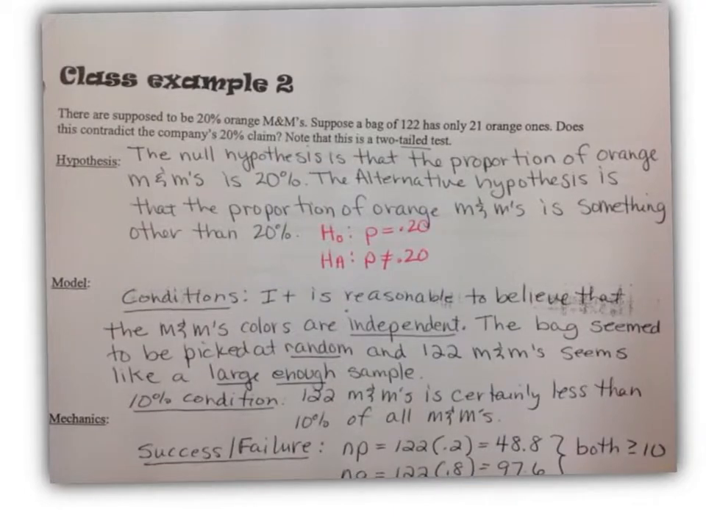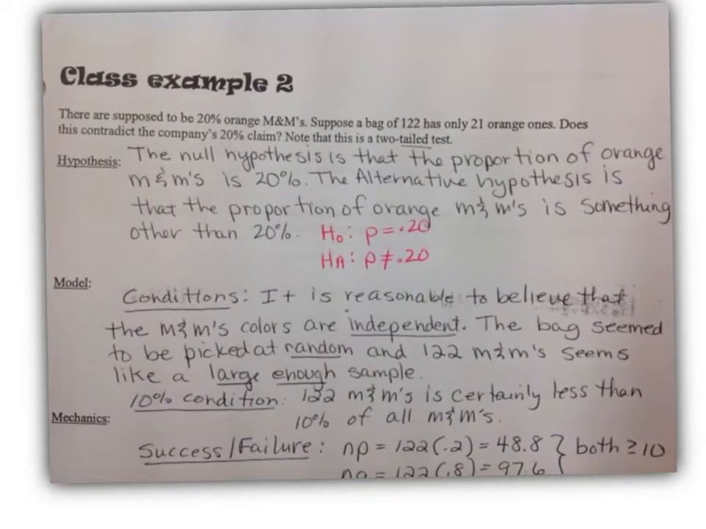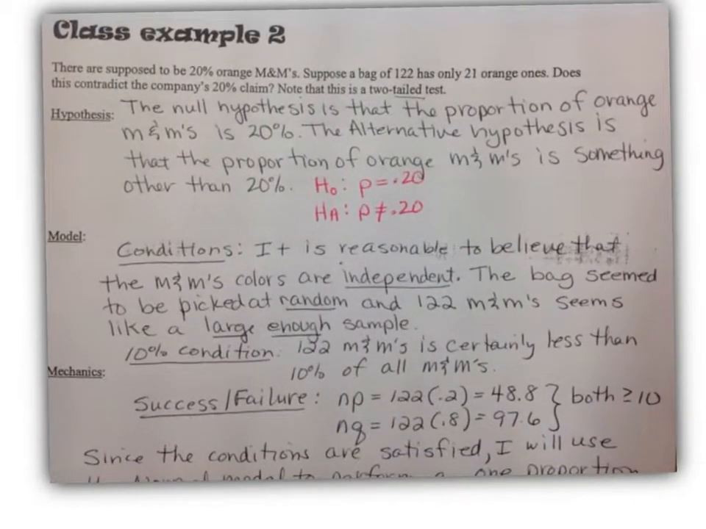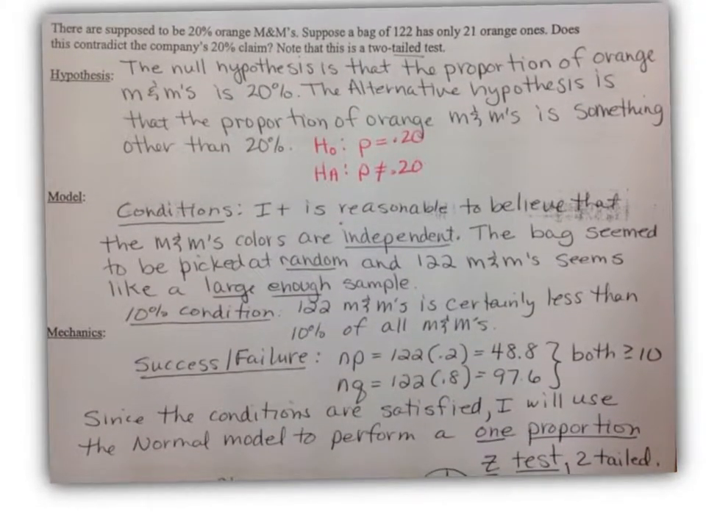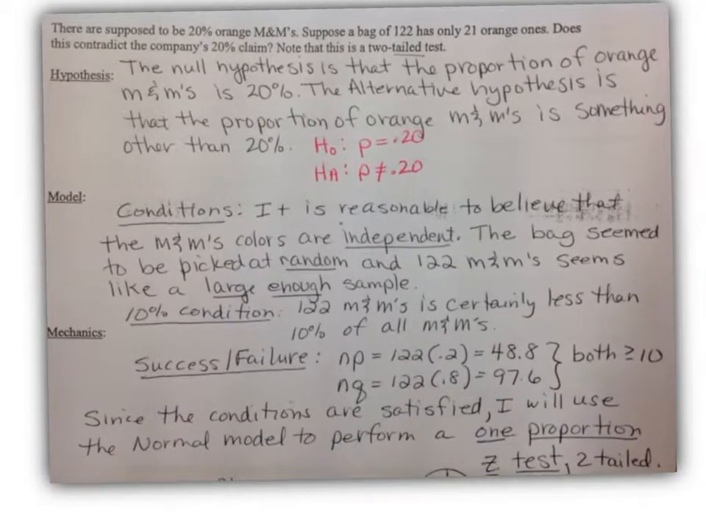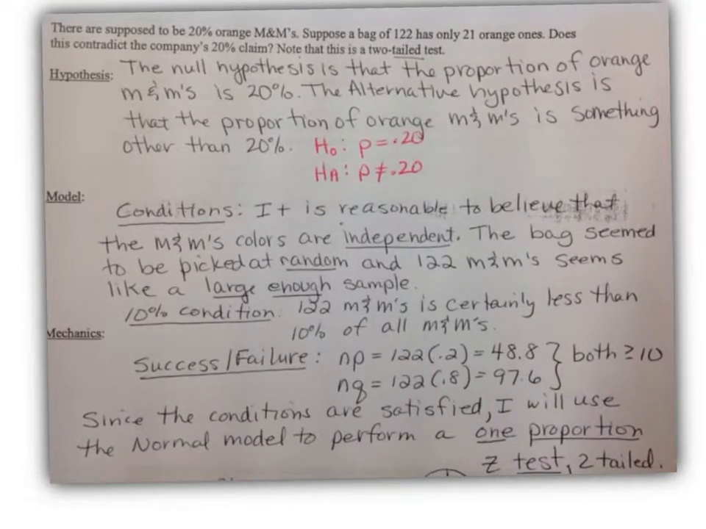Last problem we did was a greater than problem. Conditions, same. Okay, it's reasonable to believe that it's independent. The bag seems to be picked random, large enough, 10% condition. Success, failure, good, rock on. Since the conditions are satisfied, I will use a normal model to perform a 1 proportion z test, two-tailed. Two-tailed, 1 because it told me, but 2 because I wanted to know, is it different than what they reported? I'm not asking higher or lower, just is it different?